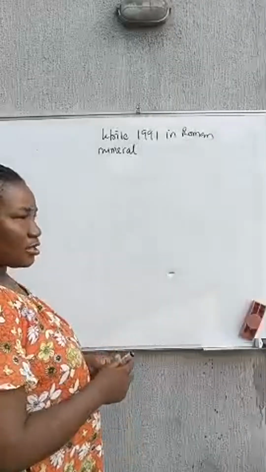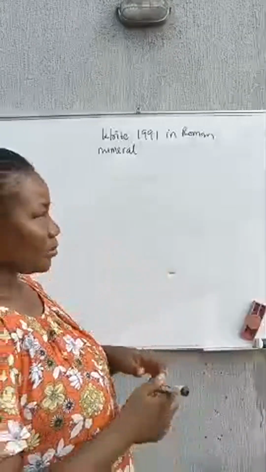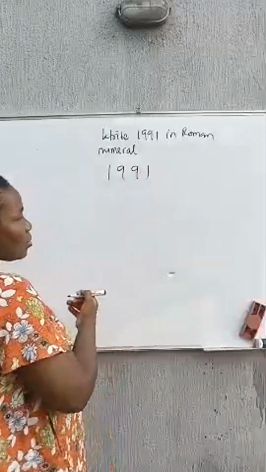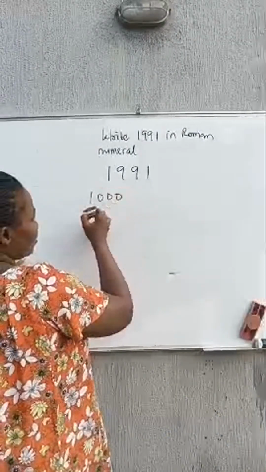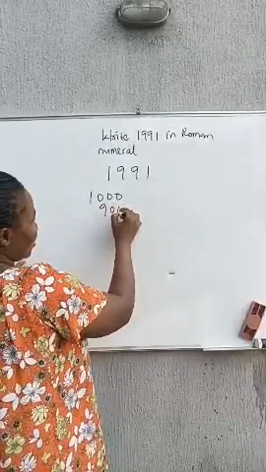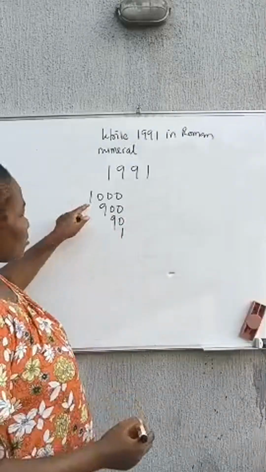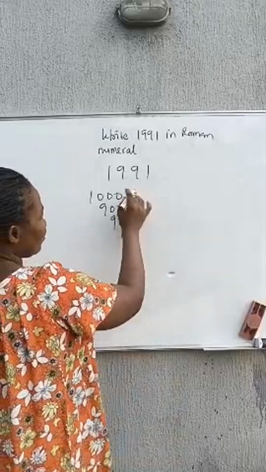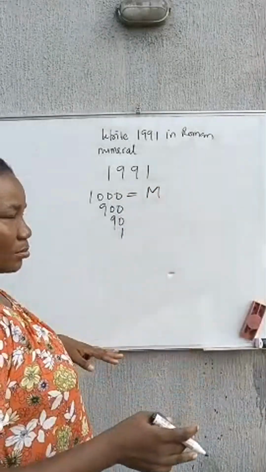So let's go. What is the letter for 1,000? Let's bring out the number. This number is made up of 1,990 and 1. So this is 1,991. What's the letter for 1,000? The letter for 1,000 is M.